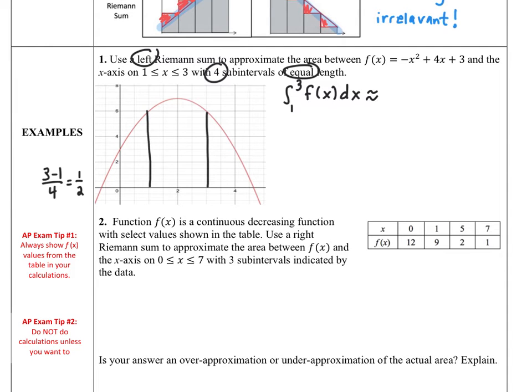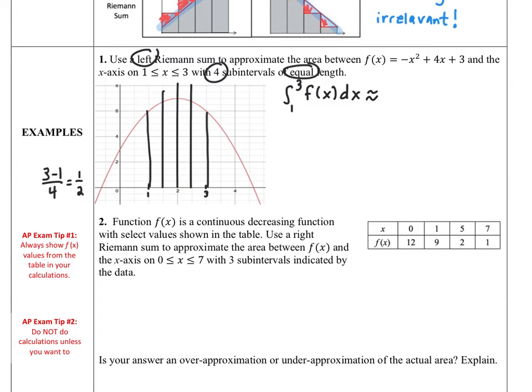To find what each subinterval is, if you can't just figure it out, you might look at this and say, oh, I can tell how I'm going to divide this out. But if you have trouble, you can always just take your limits and subtract them. So 3 minus 1, divided by however many subintervals you have, which is 4. I get that each subinterval will be 1/2 unit in length. So I'm going to draw the sides of my rectangles every 1/2 unit. Starting at the 1, I'm going to draw up at the 1.5, the 2, the 2.5, and the 3.